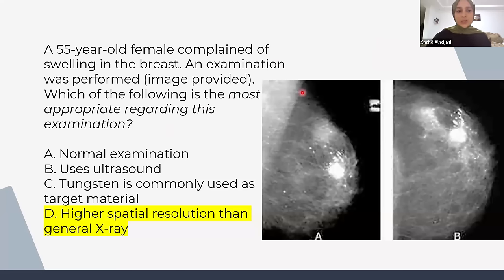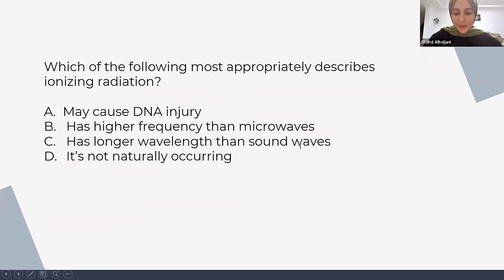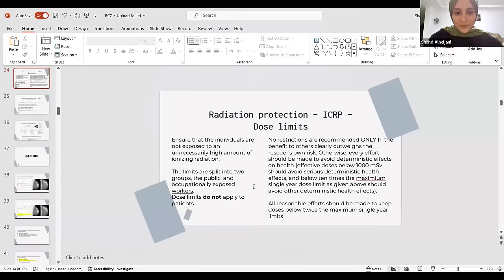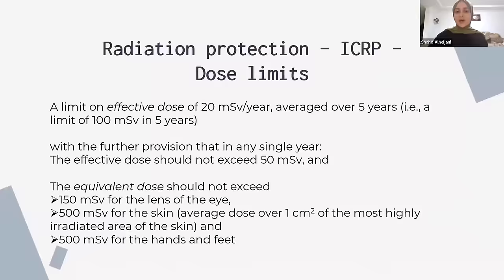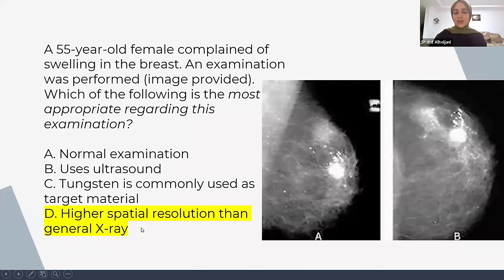Now, okay, so for the other options, this is not ultrasound, this is mammography. And here you can see there are calcifications, there is something wrong going on. And we did say that usually you have tungsten as the target material. However, in mammography, you replace tungsten by another material to increase the contrast resolution. When we talked about the contrast resolution, molybdenum is used as a target material instead of tungsten for mammography. So this will improve the contrast and basically improve the image. But usually we have tungsten as the target material. So you need to remember that in mammography, you have higher spatial resolution than general X-rays.